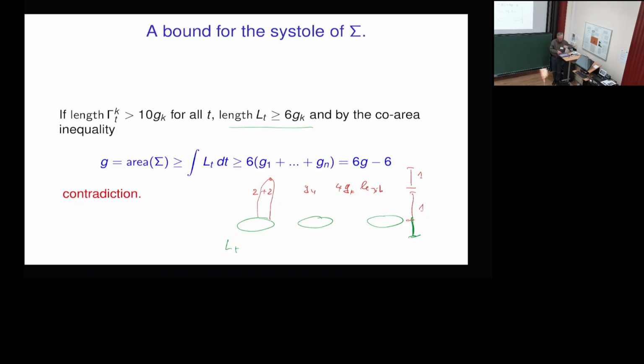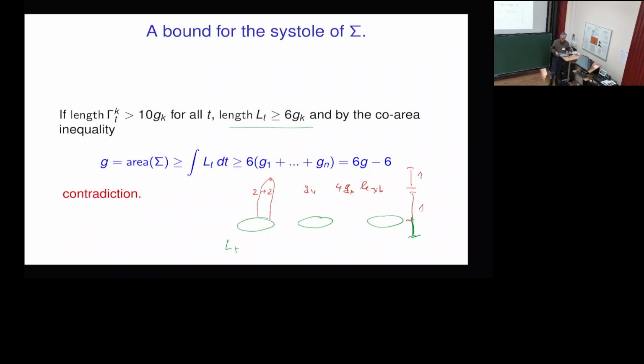Okay, so if no slice has small length, then I use the co-area inequality. I have that g, which is the area of S, is the integral of this LT, which is greater than 6g minus 6, which is a contradiction, of course. So this finishes the proof.